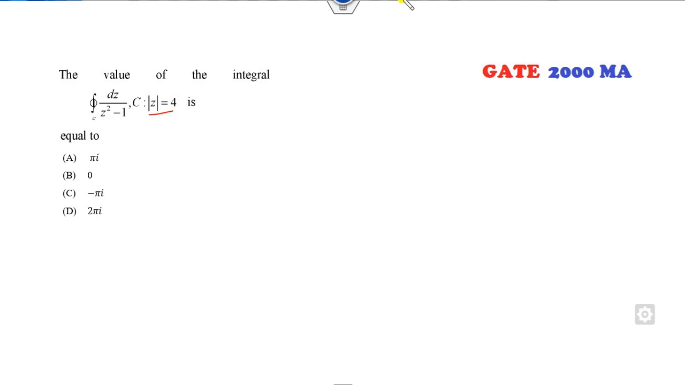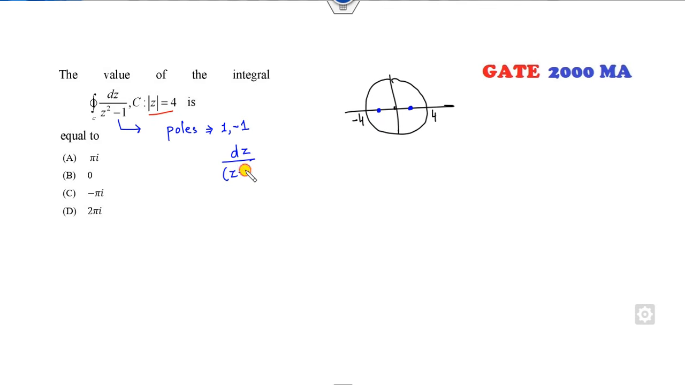Now again it's a circle with center 0 and radius 4. This is 4, this is -4. Now you can find the poles of this. So poles are +1 and -1. +1 lies inside, -1 lies inside. So I can write this function as z minus 1 and z plus 1, which is nothing but 2 pi iota times, when z is equal to -1.